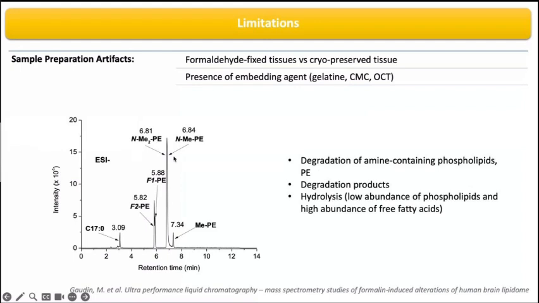For instance, I present to you here an example from a very good article in which they saw that using a fixator such as formaldehyde will produce degradation products from phospholipids, specifically PE. Why? Because the amine part of the phospholipids will react with the formaldehyde, and we will have methylated or demethylated phosphatidylethanolamines and a degradation of the intact phospholipid. Also, hydrolysis has been seen, because of the low abundance of the phospholipids and the high abundance of the free fatty acids. Therefore, it's important to know if we are doing the fixation or not.